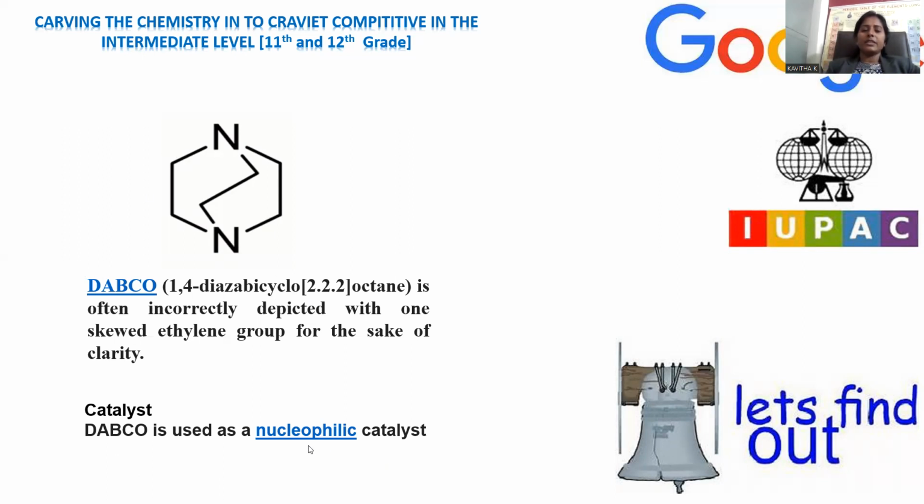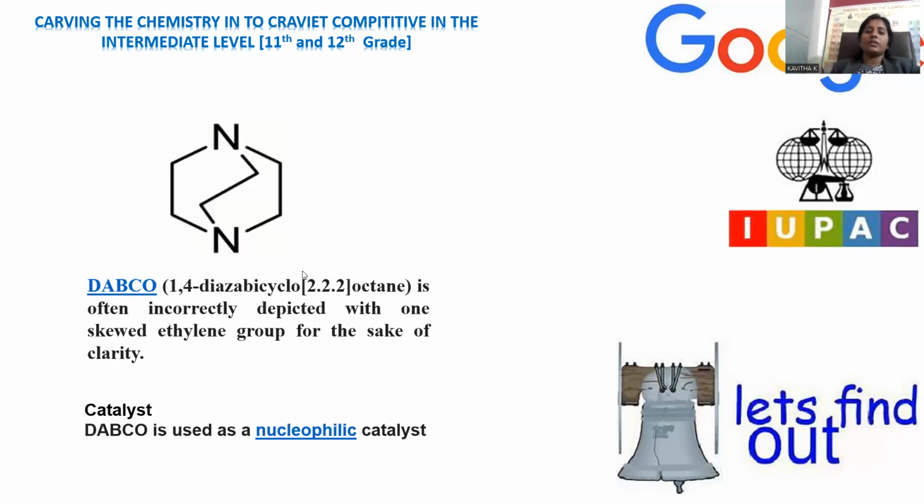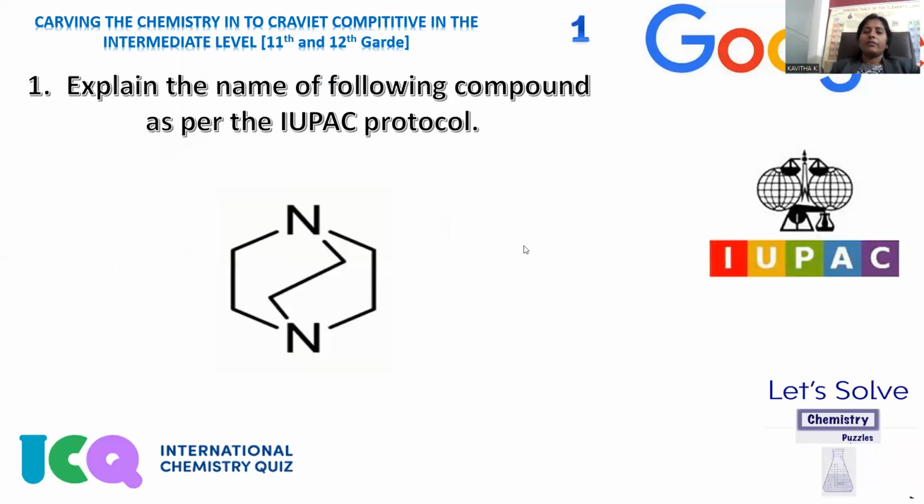DABCO is a very essential catalyst in synthetic organic chemistry. Here is an example facilitated by the DABCO catalyst, where an aldehyde compound and an alpha beta unsaturated carbonyl compound were taken, and both get fused in the presence of DABCO. DABCO is the nucleophilic catalyst which will increase the rate of this kind of reaction. So the naming of this compound is 1,4 diaza bicyclo 2,2,2 octane. For compound number 1, this is the right name as per the IUPAC protocol.